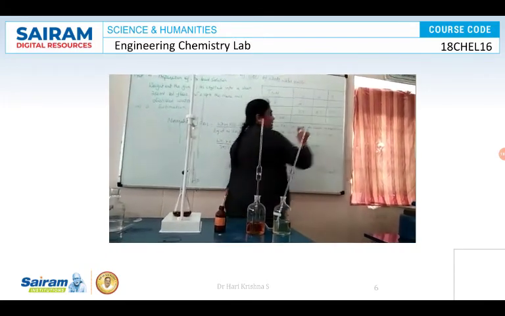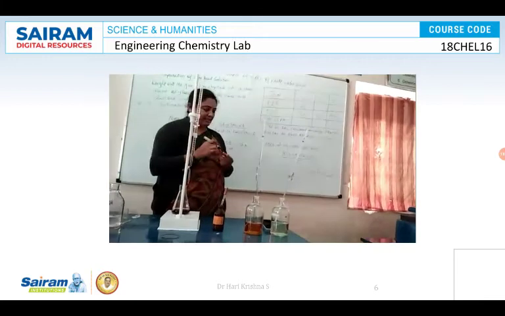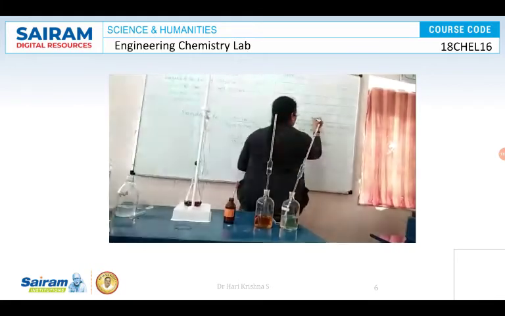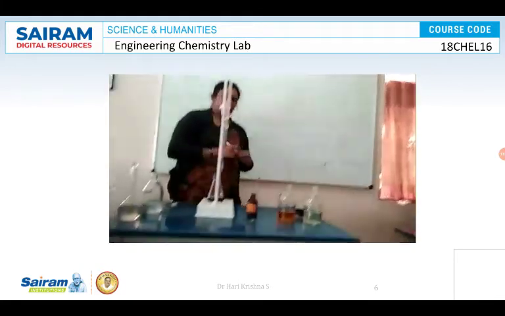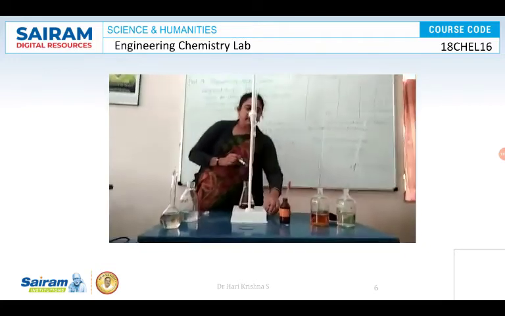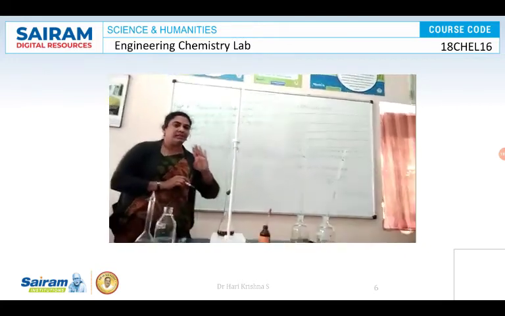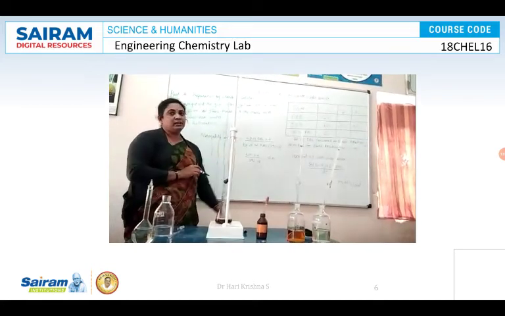Trial 2 and 3 also should be done. You have to do 3 trials. And then coming to the calculation part, in the same way you have to record 3 trials, and you must get concordant readings.